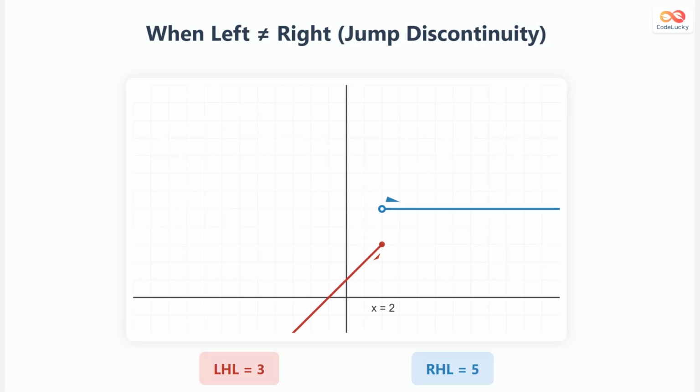Why does this matter? Because sometimes the path from the left leads to a different place than the path from the right. In this graph, approaching 2 from the left gives us 3, but approaching from the right gives us 5. This is called a jump discontinuity.